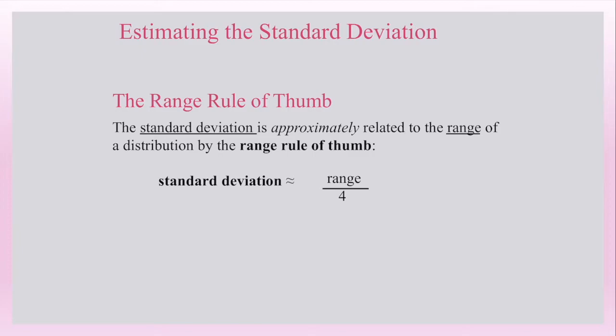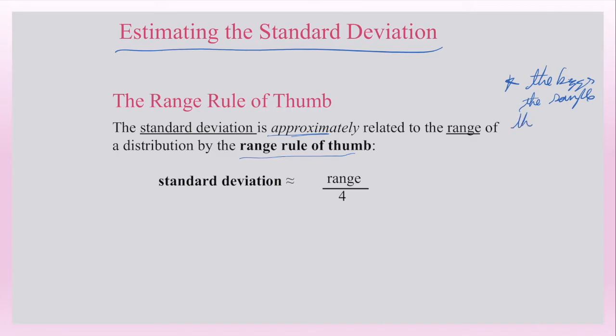So let's talk about how in this course we're going to estimate the standard deviation. We're going to use the rule of thumb. So the standard deviation is approximately related to the range of a distribution using this range rule of thumb. Note, the bigger the sample, the closer this is to the true standard deviation. So what we're going to do is take the range divided by 4.